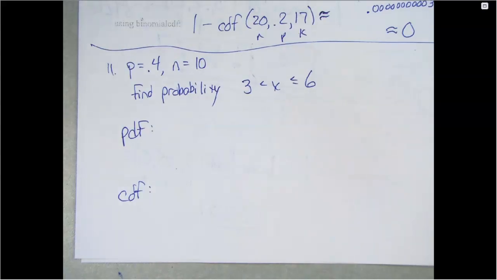So just make sure we all know what that means. That's between 3 and 6. But are we including the 3? No. Are we including 6? Yes. Because of the or equal to sign here, the 6 is included, but not the 3. So it's really 4, 5, and 6 that you're looking for.